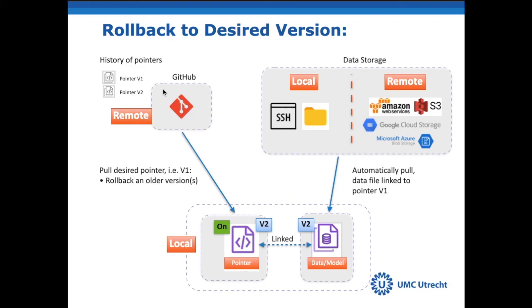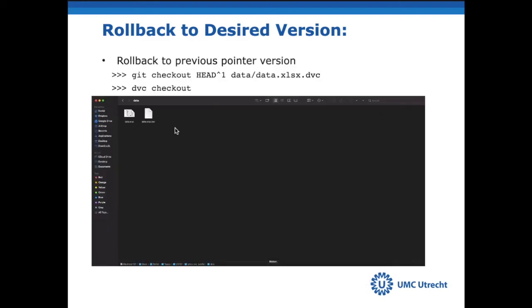Now, if we go back to the initial diagram that I showed, you would have a pointer for each data, and one of those pointers is on and pointing to the data version that you want. So to roll back, I'm going to use git checkout HEAD~1 data/data.xlsx.dvc. Basically, I'm going to roll back to the older version of the data that I kept track of. And then I'm going to apply DVC checkout. With these two lines, I should be able to retrieve my file.